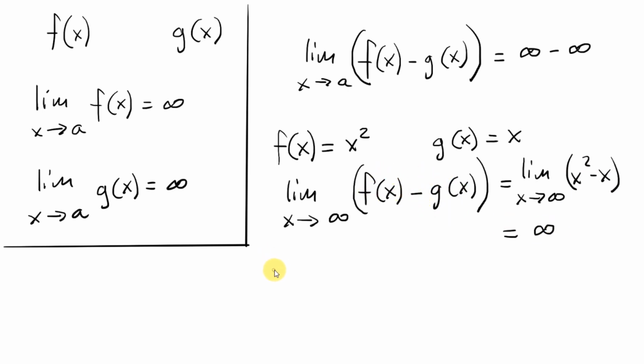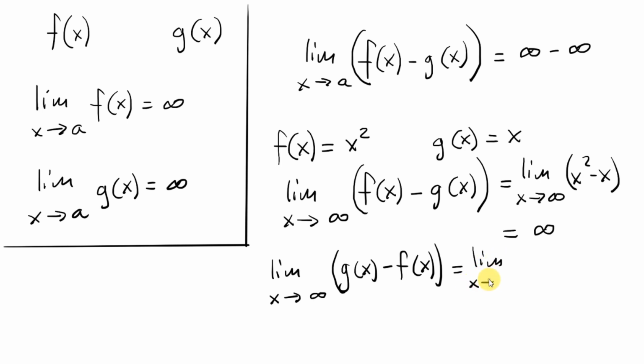But if we switch around and take g of x first, then we instead have this, the limit of x minus x squared. Here this goes to minus infinity, because this grows much faster than this one. So we cannot say directly, if you have an expression like this, infinity minus infinity, what it would be, because it depends on exactly how fast this function goes to infinity.